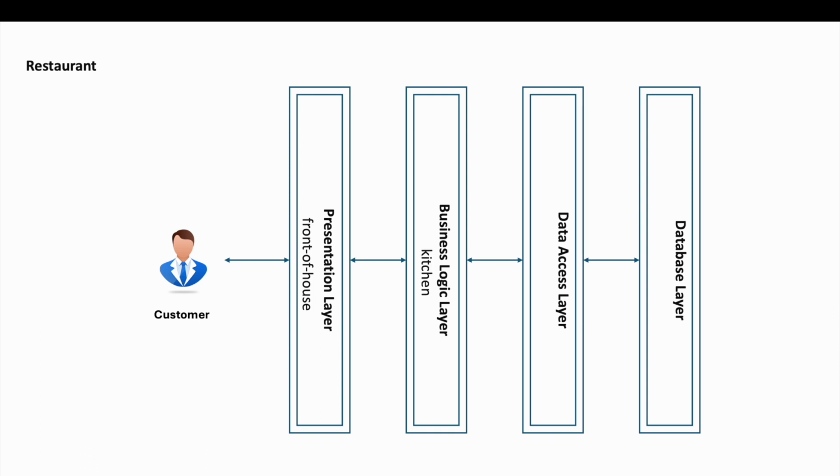The business logic is the kitchen, where meals are prepared according to the menu rules. The storage room is the data access layer, where ingredients are stored and managed. And the suppliers are the database layer, who provide the ingredients.